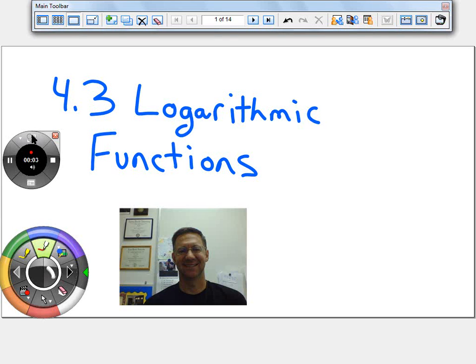All right, I'm going to show you some things about logarithmic functions. So there's a lot of good information here, so hopefully you take good notes and jot all this down.